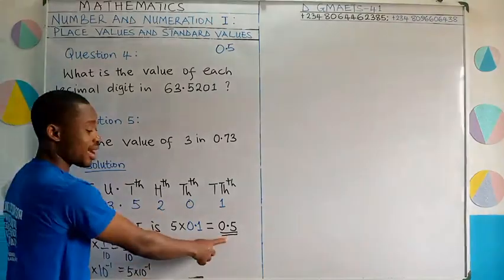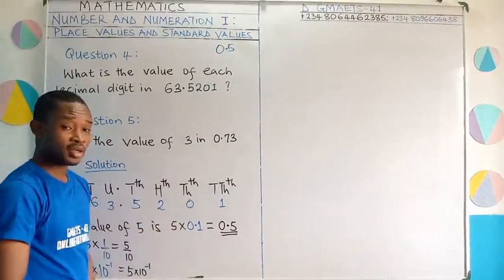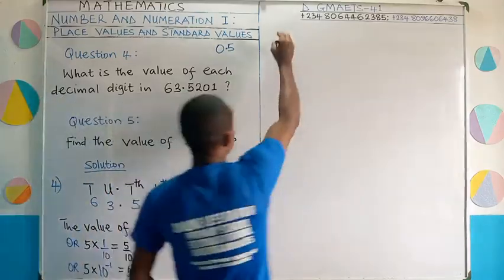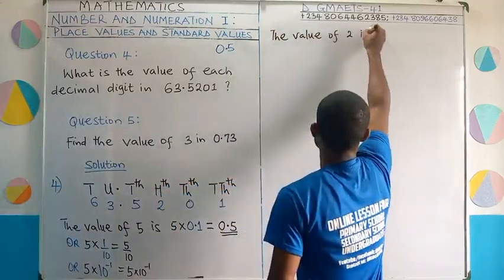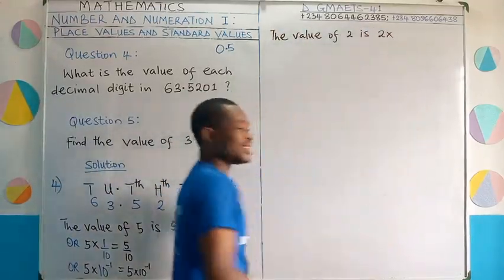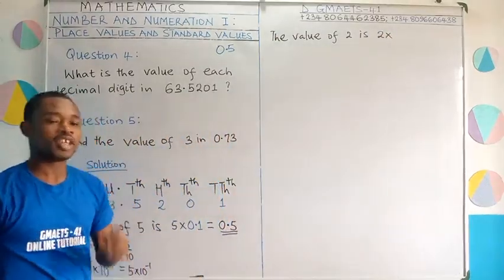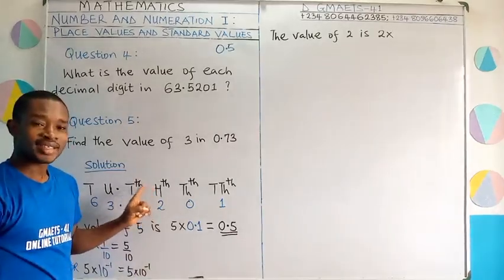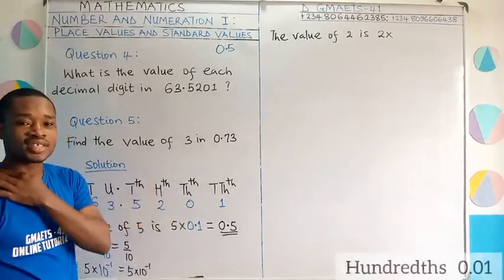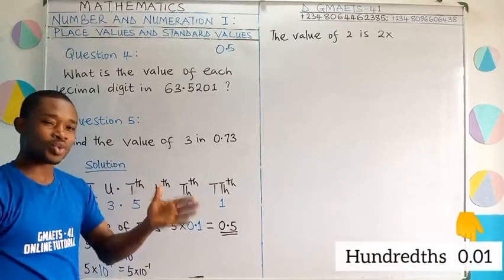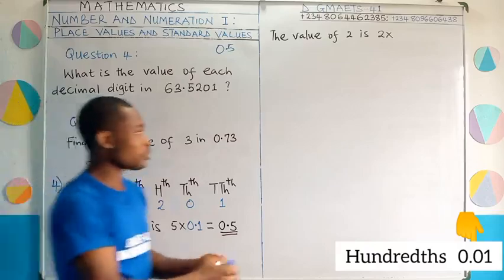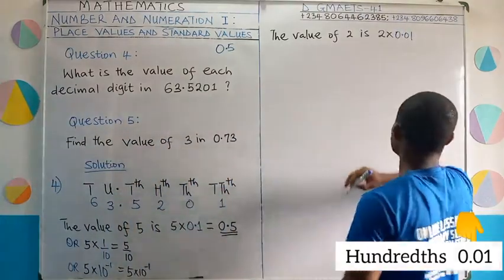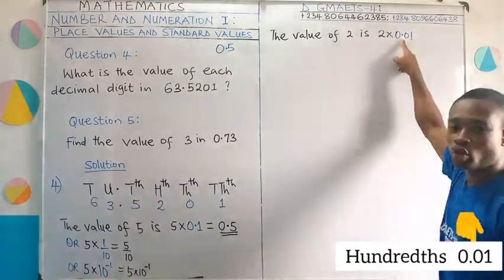I will be presenting my answer in decimal. Is that okay? So I won't bother you with this one again. The value of 2 is 2 times the standard value of the place value of 2. The place value of 2 here is hundreds. The standard value of hundreds is 0.01. Remember? So I'm going to multiply 2 by 0.01, which is the standard value of hundreds.